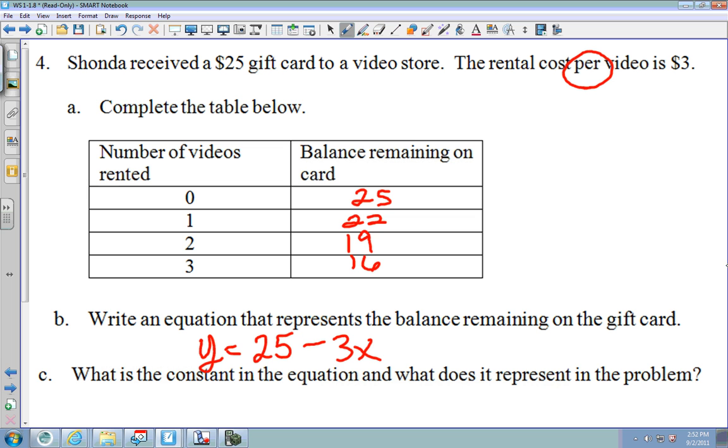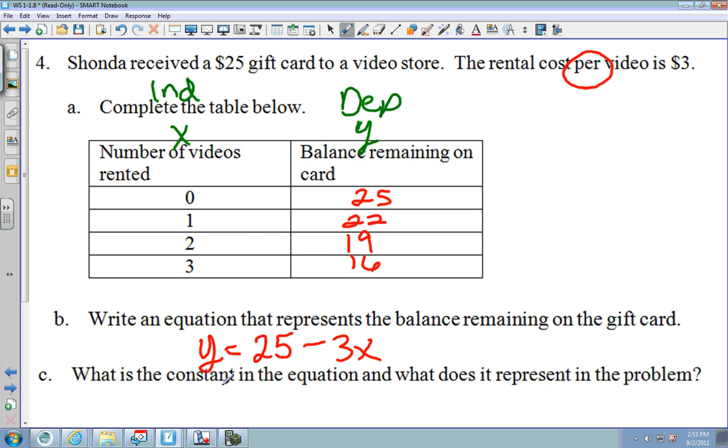Okay, let's look at this. First off, which one of these things is the end result? The end result is right here, the balance. That's my Y. This is my dependent variable. My independent has got to be the X. It's got to be the cause, the thing that we're doing to it. Well, we're renting DVDs. That's why this is my independent variable.